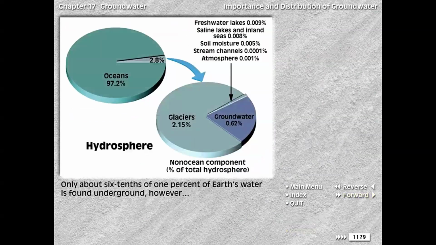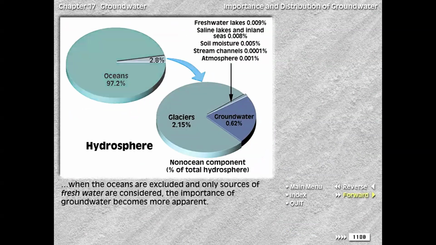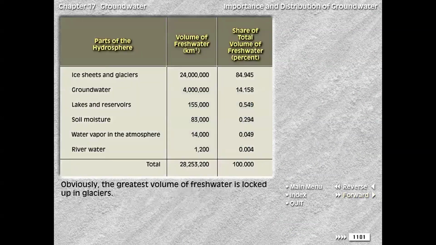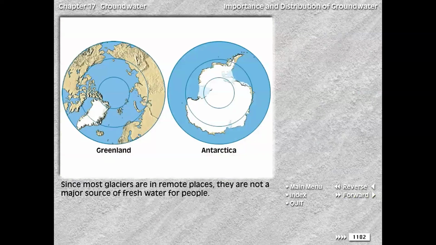Only about 0.6% of Earth's water is found underground. However, when the oceans are excluded and only sources of fresh water are considered, the importance of groundwater becomes more apparent. Obviously, the greatest volume of fresh water is locked up in glaciers. Since most glaciers are in remote places, they are not a major source of fresh water for people.